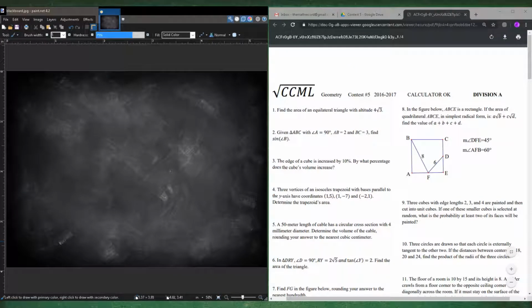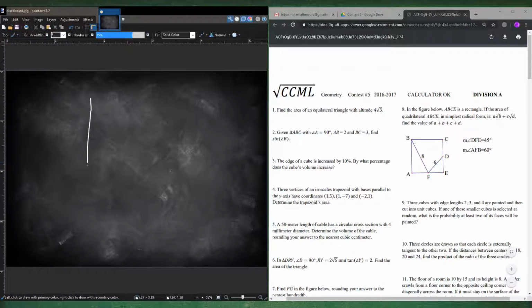Question 8. In the figure below, ABCE is a rectangle. If the area of quadrilateral ABCD in simplest form is a square root b plus c square root d, find the answer of a plus b plus c plus d.